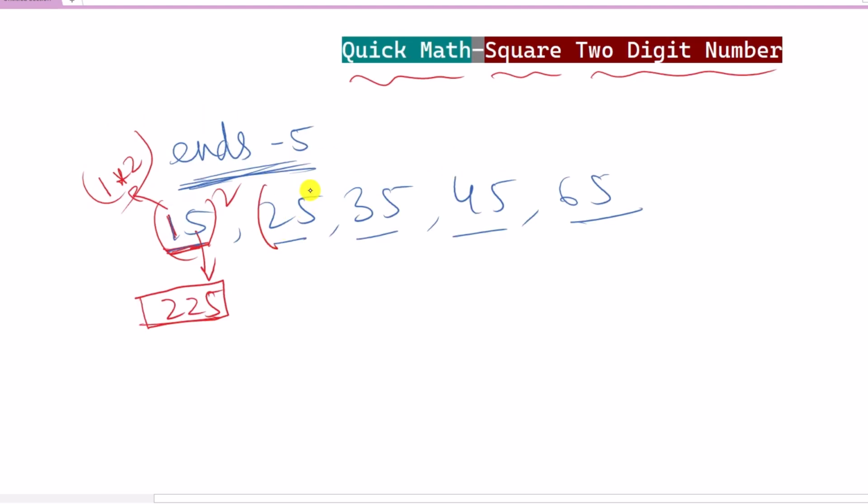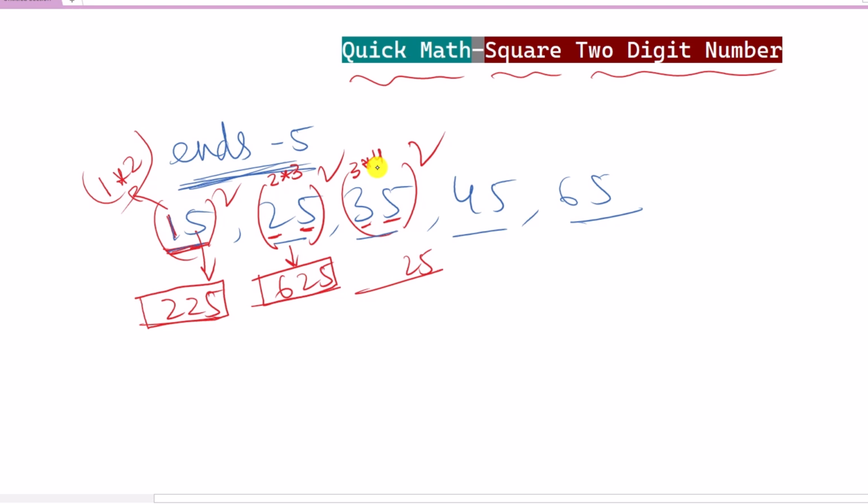Similarly, we can find the square of 25. Now for this number 5, 5 squared is 25. Now for the number 2, we have to multiply this 2 with the next number. So 2 times 3 is 6. So this will be the square of 25: 625. Similarly for 35 also, 5 squared is 25. We have to multiply 3 with the next number 4. So that means here we're going to have 12. So this is the square of 35.